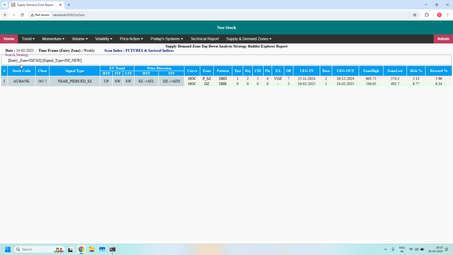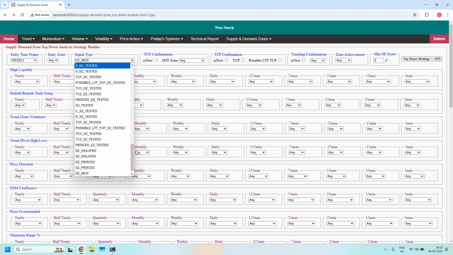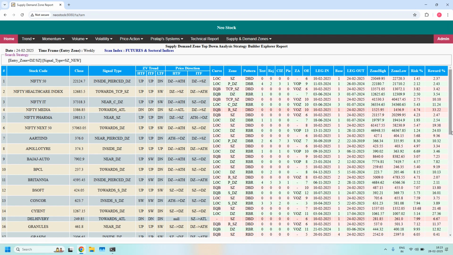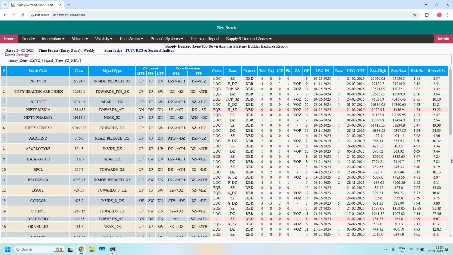Okay, next we will see newly created weekly supply zones. Weekly time frame, the stocks having newly created weekly supply zones. A big list is created. Today 42 stocks. That's why the supply is huge this week. Even Nifty 50 also weekly supply zone is created.